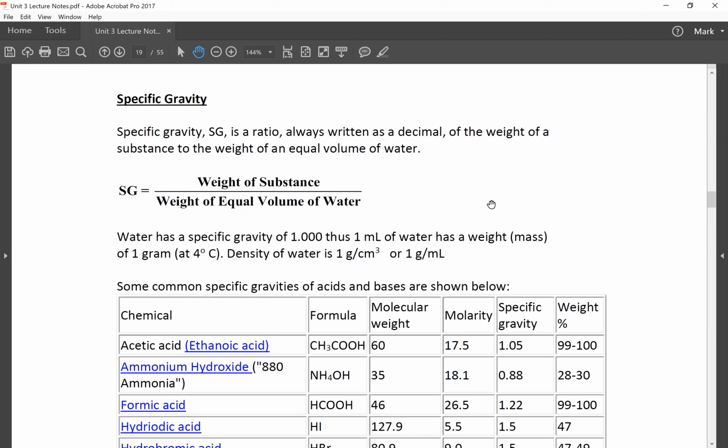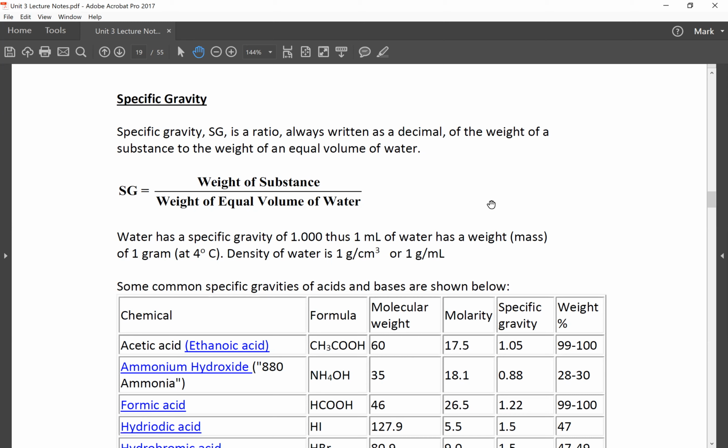In science and math, when you see the word specific, it's referring to a specific constant or a specific chemical, and in this case, it's water. The specific gravity is the ratio, the weight of a substance compared to the equal weight of water. And this number, because it's related to water, will tell you whether some chemicals are more or less dense than water. This means if the chemicals don't mix, it will tell you if it's going to float or sink on water.